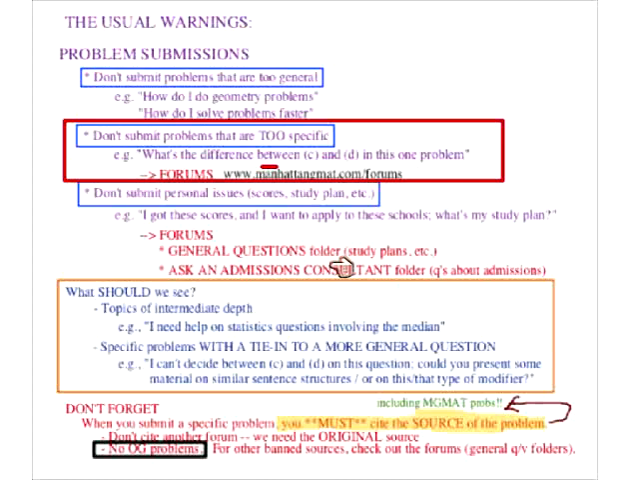So what do we want? What should we see? Please submit topics that are of intermediate scope, not too general, not too specific. So don't ask about all critical reasoning at once, but also don't ask about one critical reasoning problem.